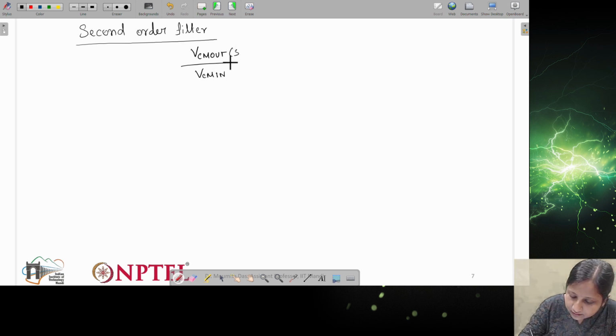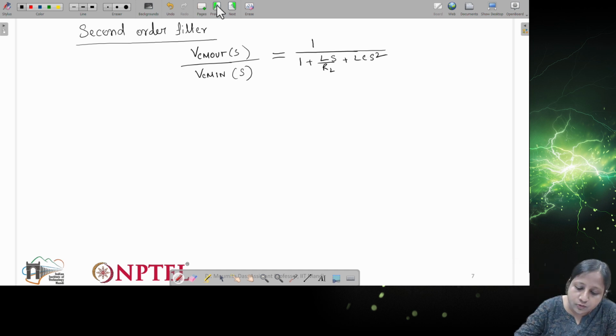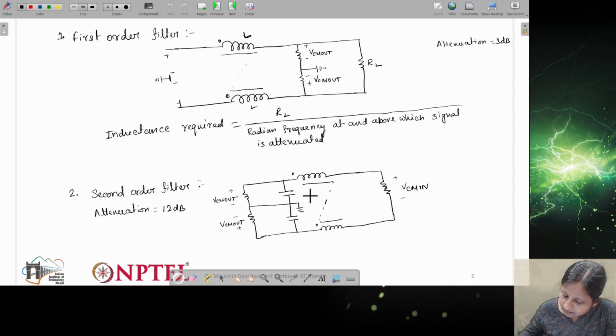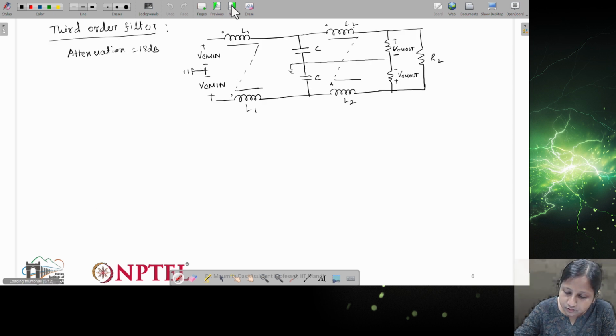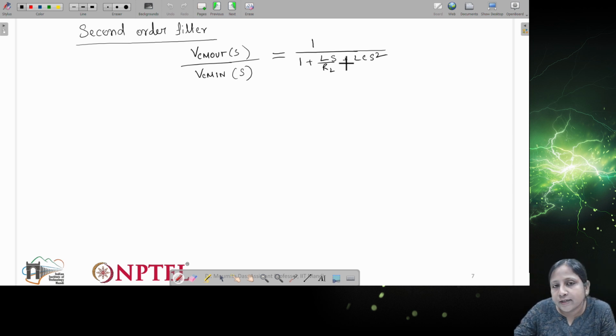If I write the equation in the Laplace domain, the simplified equation will be 1 divided by 1 plus L divided by RL times S plus LC S square. Previously in this second order filter, this component is L, this component is C, and this is your RL, right? This is the equation we can get from the second order filter.